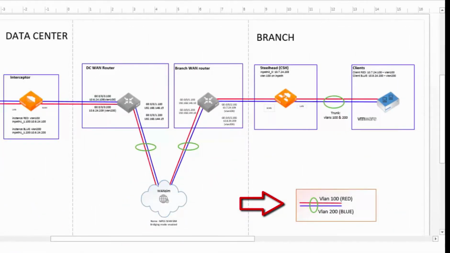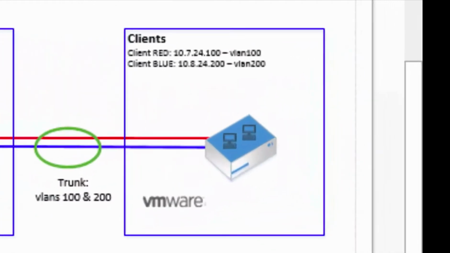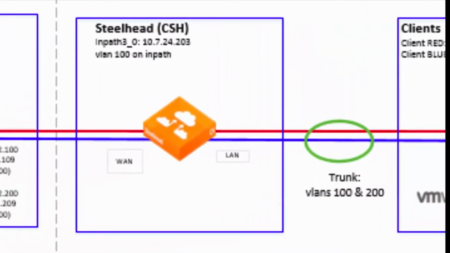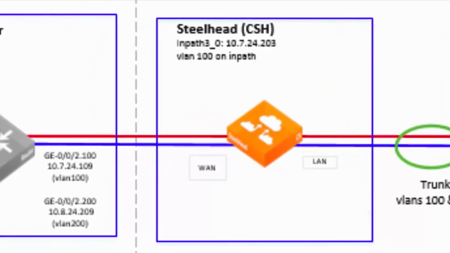In this lab, we'll be using two virtual clients inside an ESXi host. Each will be configured with its own VLAN, VLAN 100 and 200. I've also called them red and blue so we can visually see everything on a diagram. A trunk will be leaving the ESXi host into a steelhead, client-side steelhead labeled CSH. That steelhead will intercept on the trunks and will forward that trunk into a branch router.